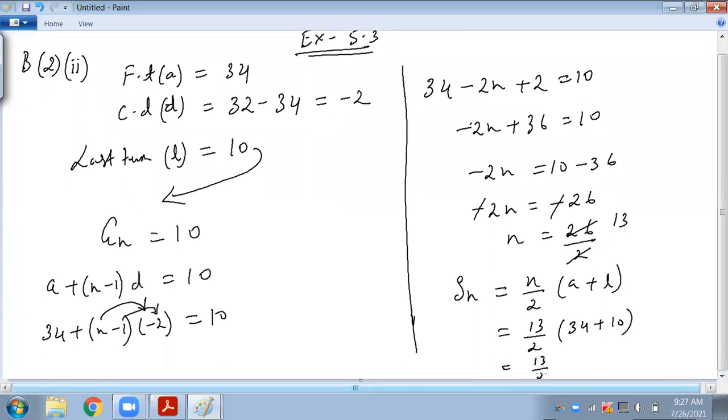So it'll be 13 by 2 into 34 plus 10 will be 44. And we can cut it. Will be 22. And 13 into 22 will be how much? 286.